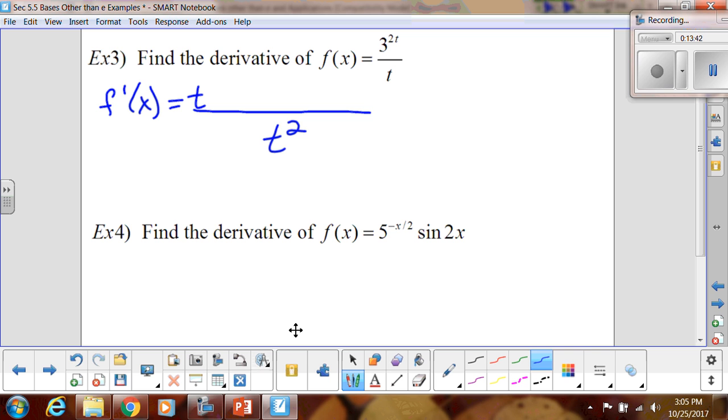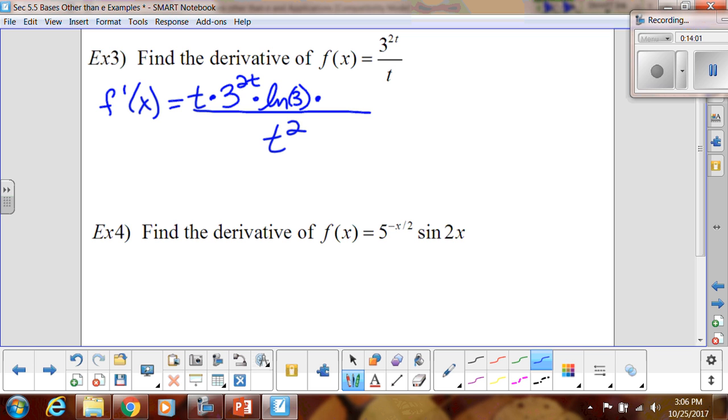And then we're going to do the derivative of the numerator. So the derivative of the numerator, that's like a to the u. So remember, we keep that a to the u the same. So that's going to be 3 to the 2t. Then we have the ln of our base, so ln of 3.